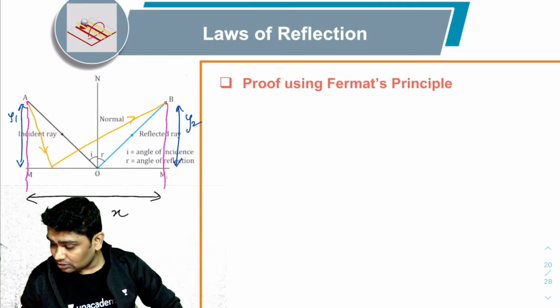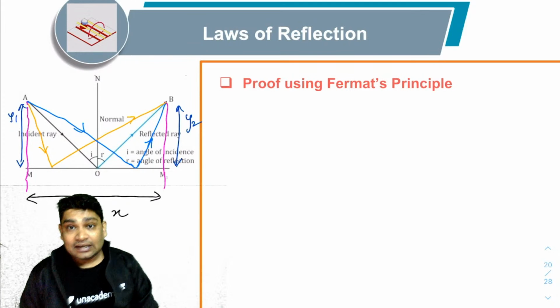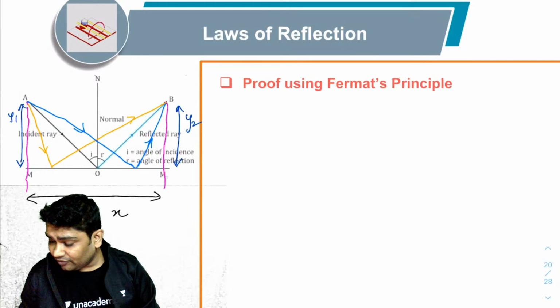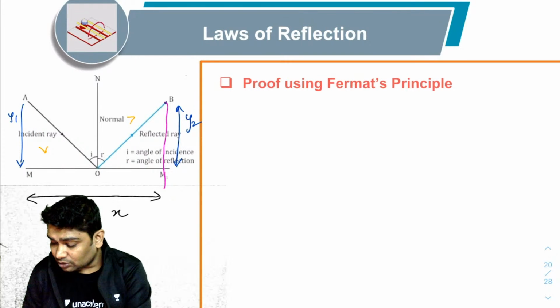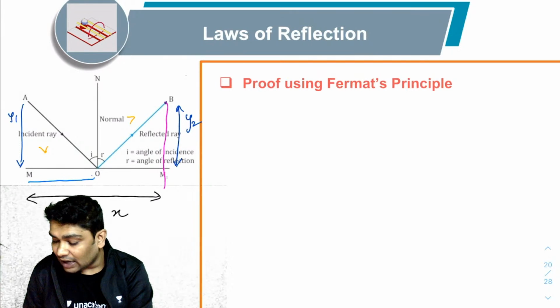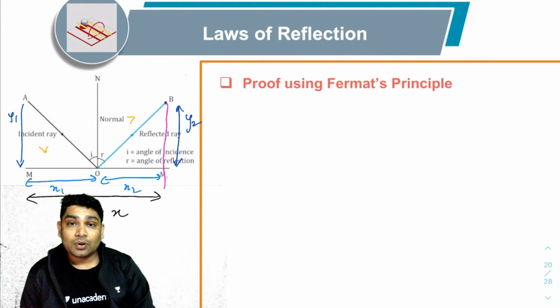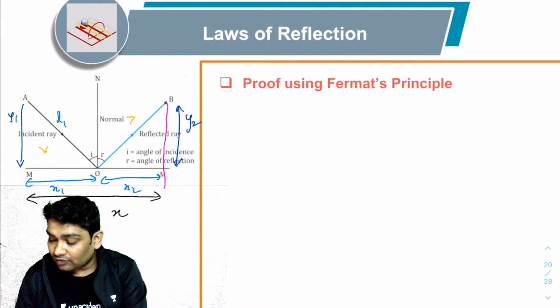Maybe another path is this. This could have been a possible path, correct? So let's assume that it takes a random path. Let's forget about all the different paths and consider one path. Let's assume that the light hits the surface at some x1 and let's say that this is some x2. Now the path length covered here would be L1, here would be L2.